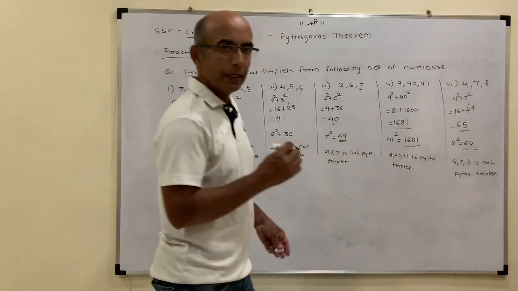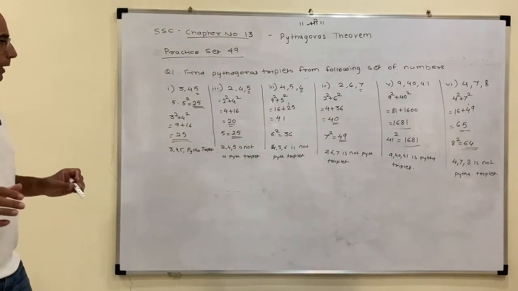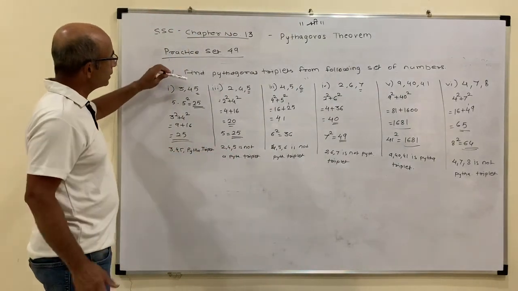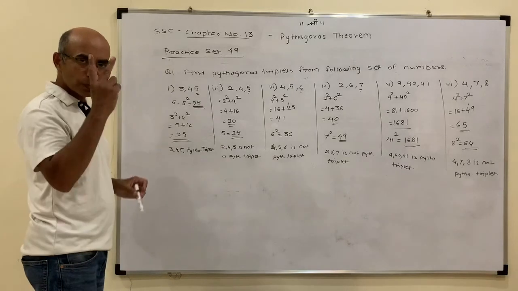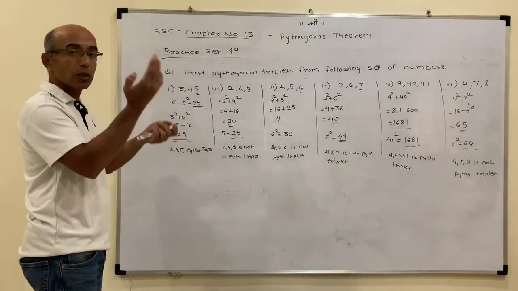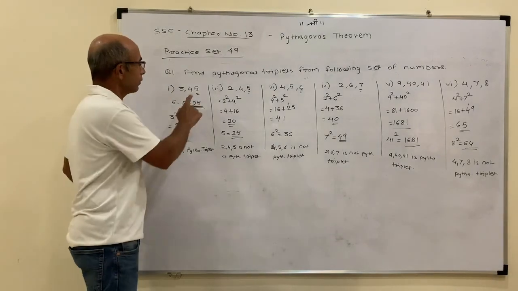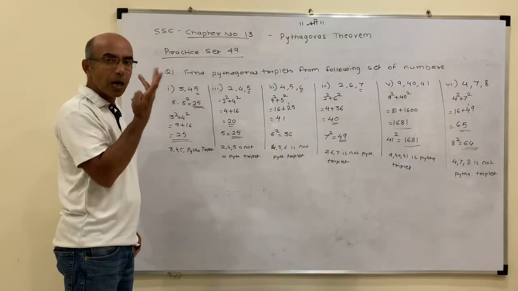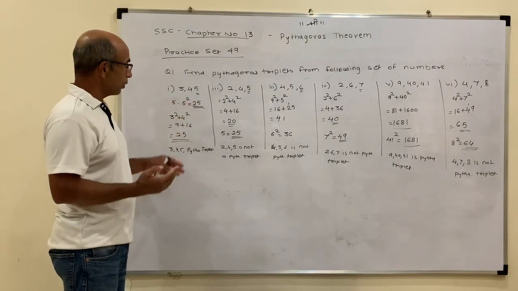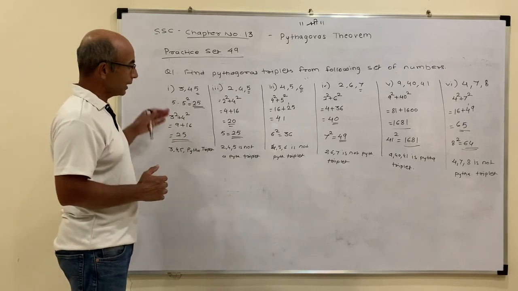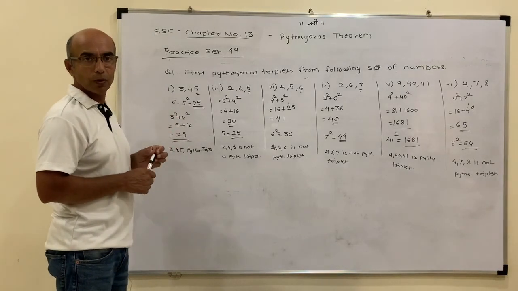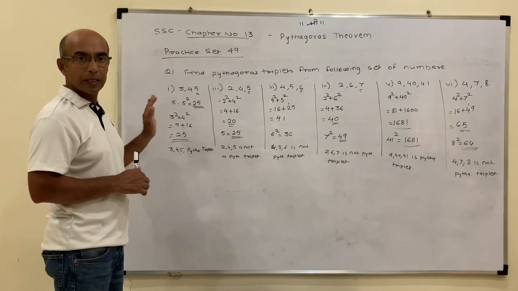So the easy method to check a Pythagoras triplet is this. First, check the sum of the squares of the two smaller numbers. The sum of the squares of the two smaller numbers should be equal to the square of the largest number among the three. If that is so, then we can say that the three numbers are a Pythagoras triplet. Otherwise, they are not.